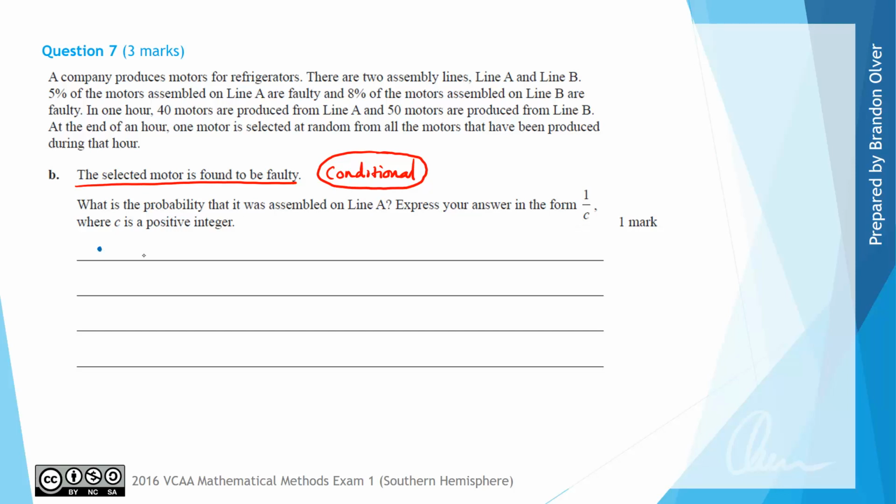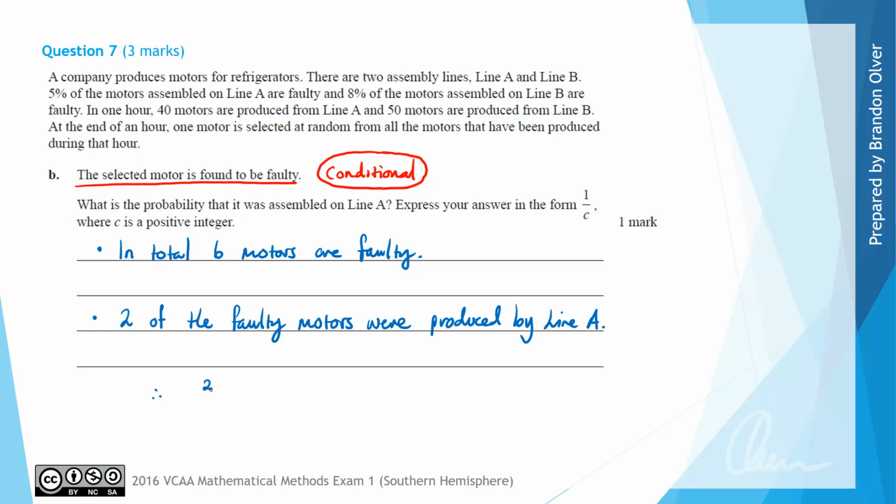So on the previous slide, in total, we found that 6 motors are faulty. We also knew that 2 of the faulty motors were produced by line A. So therefore, there is a 2 in 6, or for the form we needed, a 1 in 3 chance that the faulty motor was produced by line A. So that is the answer to part B of this question.